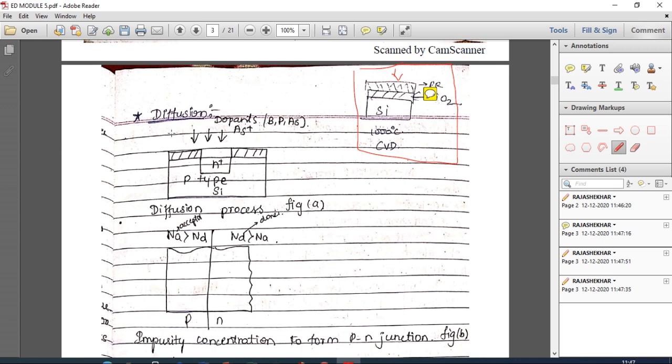Okay, so now the same thing will be explained in the notes. So now listen to the notes. Here I have taken a P-type material, which is silicon. If I say it is P-type, then the majority charge carriers are holes here. Now we have to diffuse the N-type material.